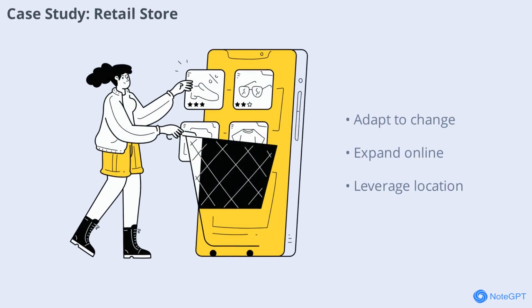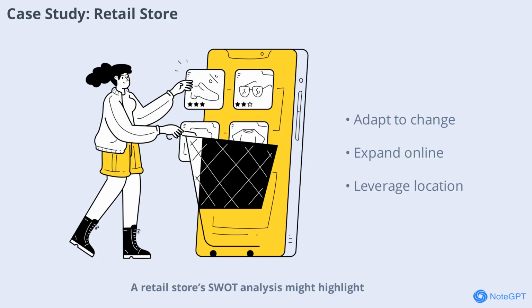A retail store's SWOT analysis might highlight strengths like a prime location and loyal customers. Weaknesses could be outdated inventory systems. Opportunities may include e-commerce expansion, while threats could be new competitors or changing consumer habits. This helps the store adapt and thrive.